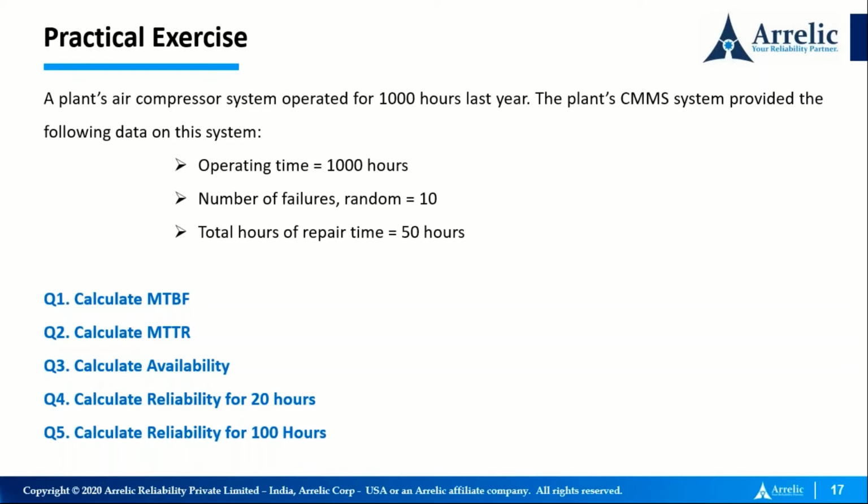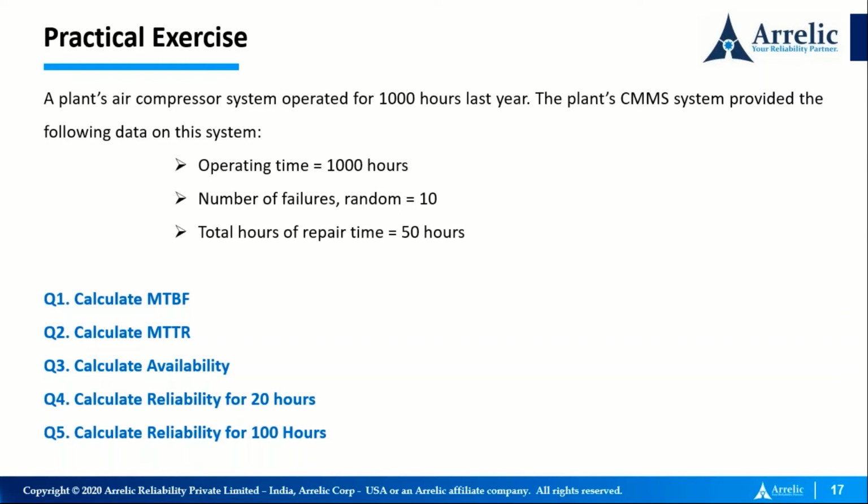Calculate MTBF, 1,000 over 10. So the MTBF is 100. Calculate MTTR, total repair time 50, and we have 10 failures. 50 over 10 is 5. Calculate availability.